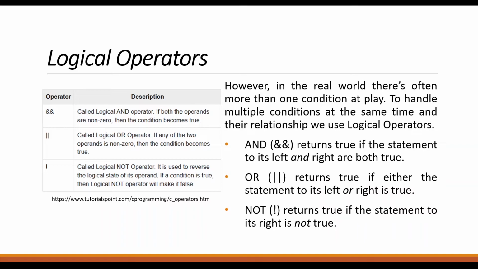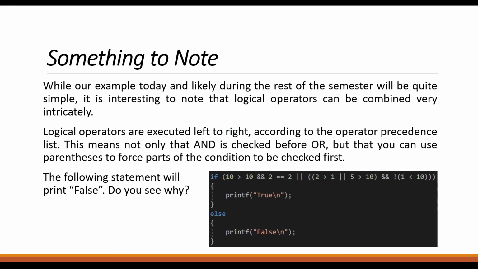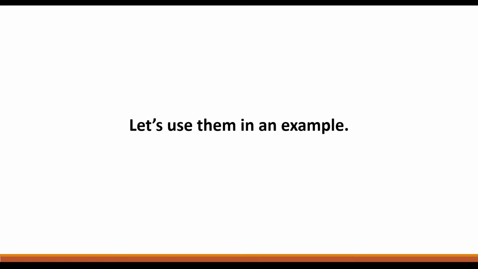And returns true if the statements to its left and right are both true, or returns true if either the statement to its left or right is true, and not returns true if the statement to its right is not true. While the examples today and likely during the rest of the semester will be quite simple, it is interesting to notice that logical operators can be combined very intricately. Logical operators are executed left to right according to the operator precedence list. This means not only that and is checked before or, but that you can use parentheses to force parts of the condition to be checked first. The following statement will print false. Do you see why? Let's use them in an example.